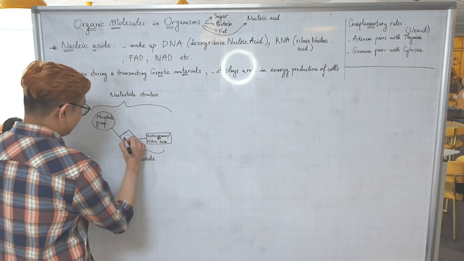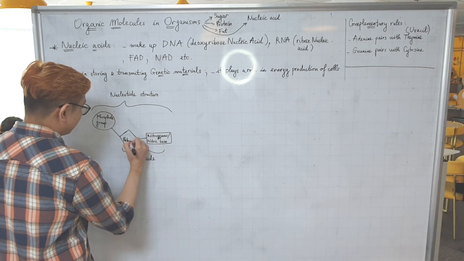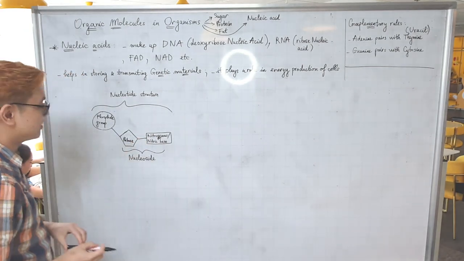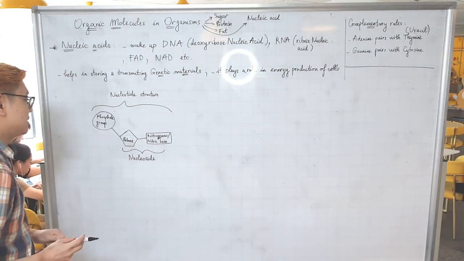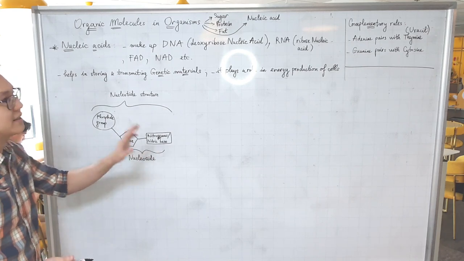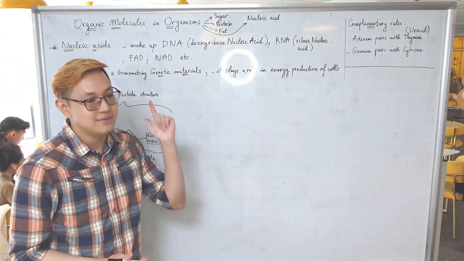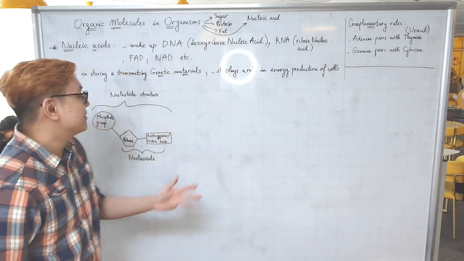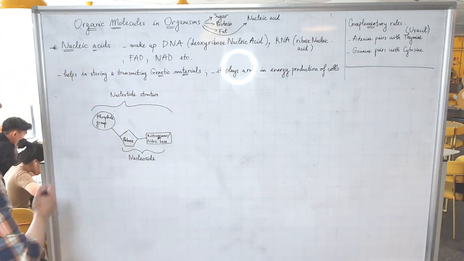We have ribose sugar, not deoxyribose. And in the nitrogenous bases, we have A, U, G, C.